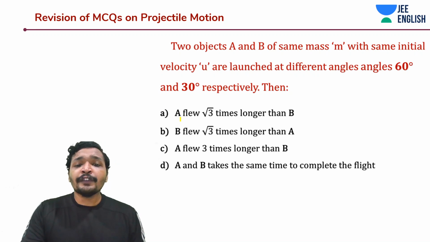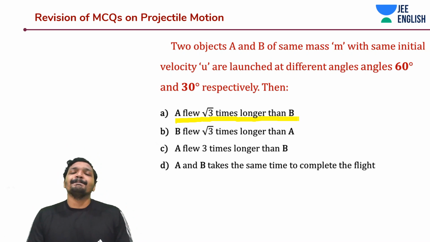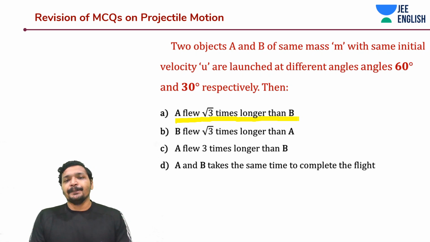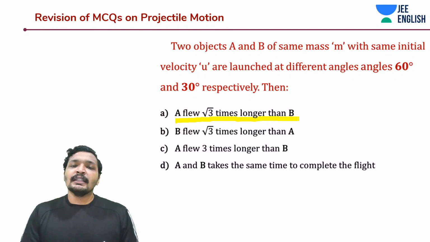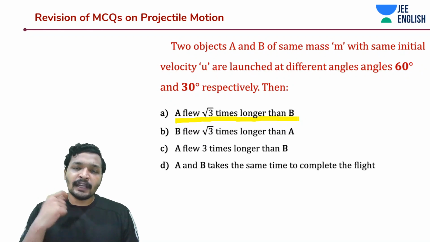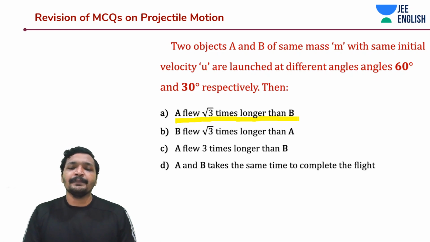And the ratio of time of flight is root 3. A flew root 3 times longer than that of B, because sine 60 by sine 30. 2u sine theta by g is time of flight. And in this case, all you have to remember is time of flight is proportional to the y-axis velocity component.